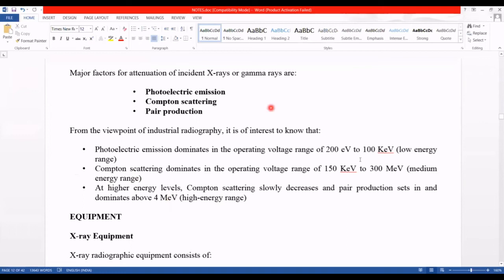At low energy levels, the dominating factor is photoelectric emission. At the medium range, Compton scattering. And at very high energy levels, the dominating factor is, what is that? Pair production. These three are the reasons for the reduction in the intensity of the radiation.